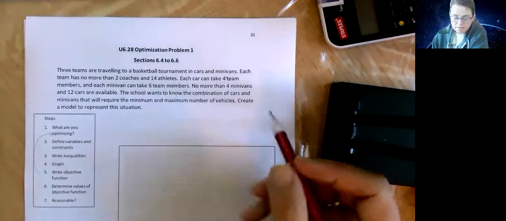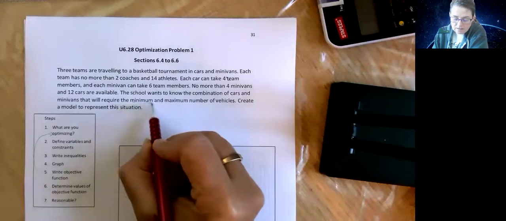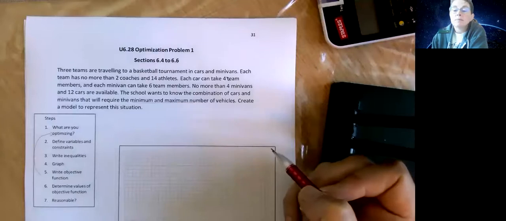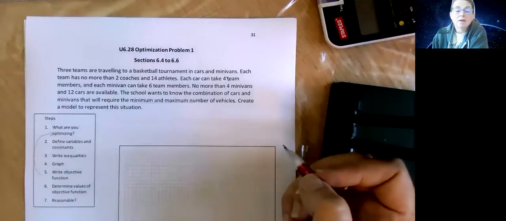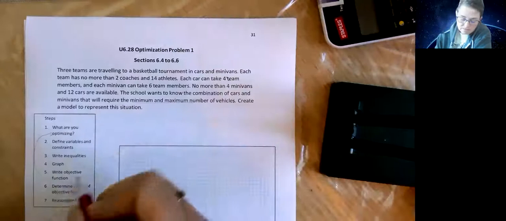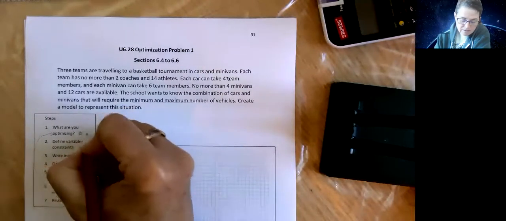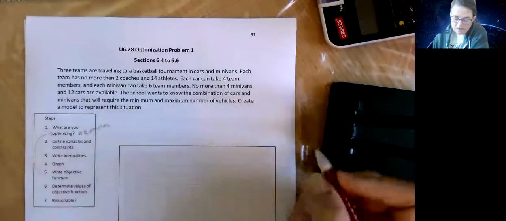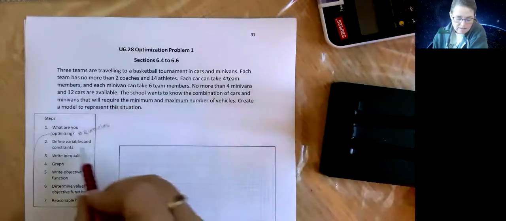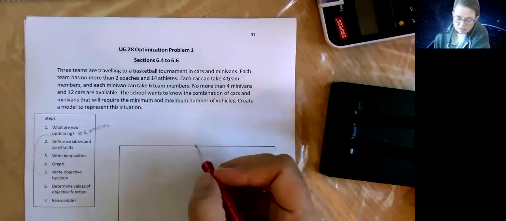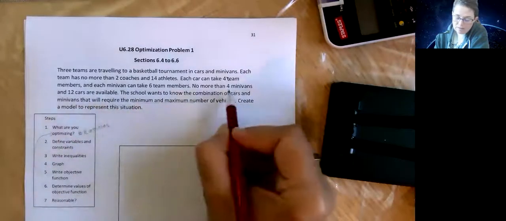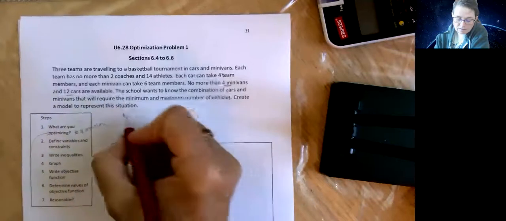Okay, so here's where we start. Wherever you see we want to minimize and maximize, that is what you are optimizing. So we're optimizing number of vehicles. All right. So then it says define our variables and constraints. And what do we care about? Well, we're caring about the vehicles. What kind do we got? We have some minivans. We got some cars.